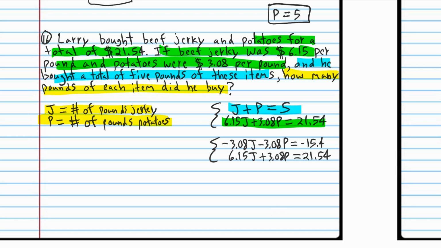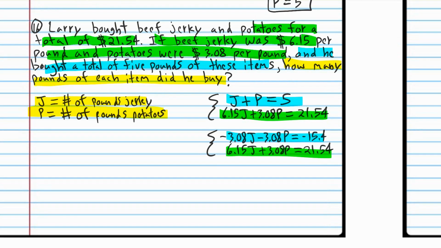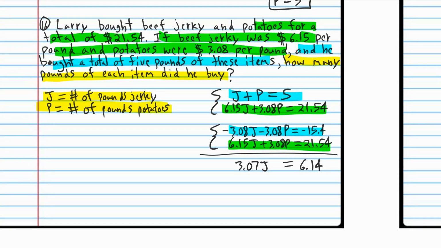And we're just rewriting the bottom equation. So now we're ready to eliminate. So again, you can use your calculator for this if you want. 6.15 minus 3.08 is 3.07J. The P's cancel out. And 21.54 minus 15.4 is 6.14. Divide both sides by 3.07.